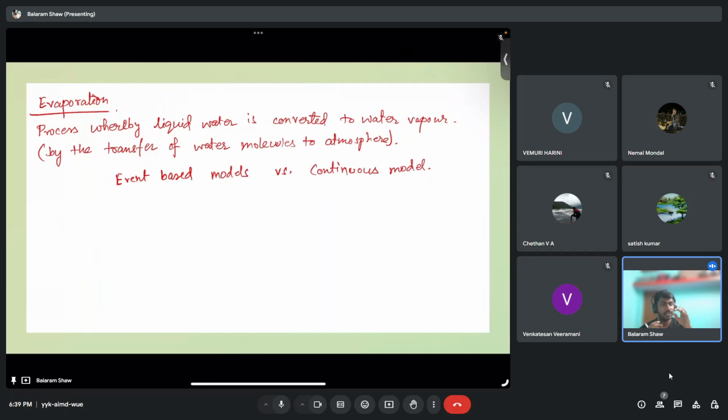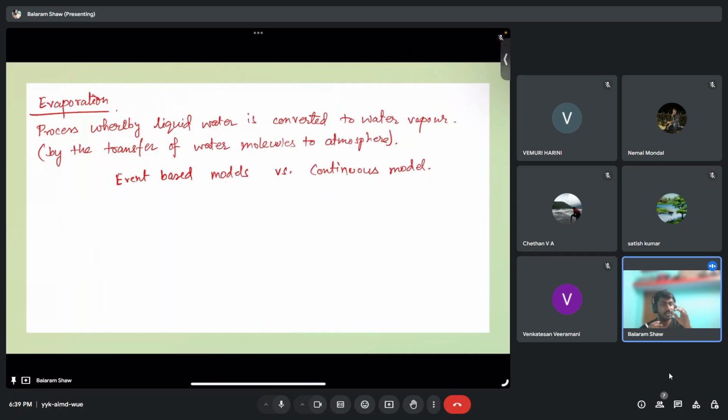But if you consider 1 month and you want to know how much precipitation has happened in this 1 month, right? So this is a continuous model. In this, evaporation will be much. So in event based modeling, we can neglect the evaporation, but in a continuous model we can't neglect the evaporation. Okay, I hope this event based model and continuous model is clear.